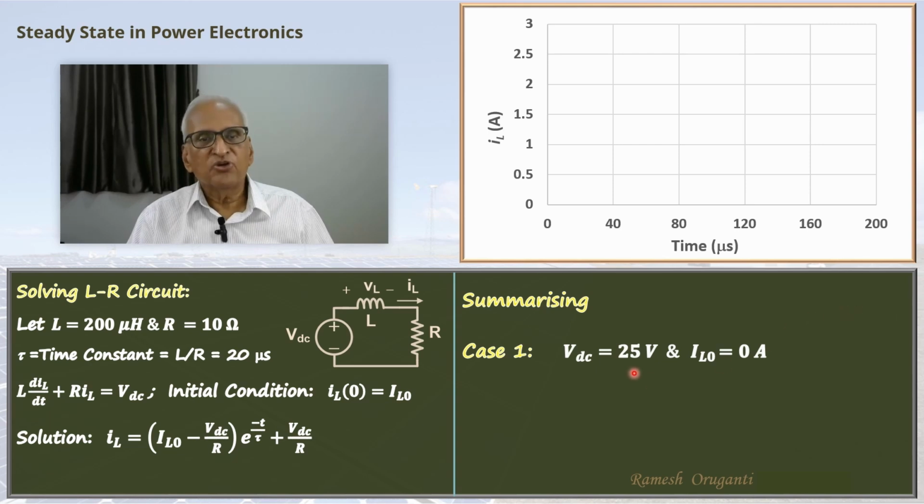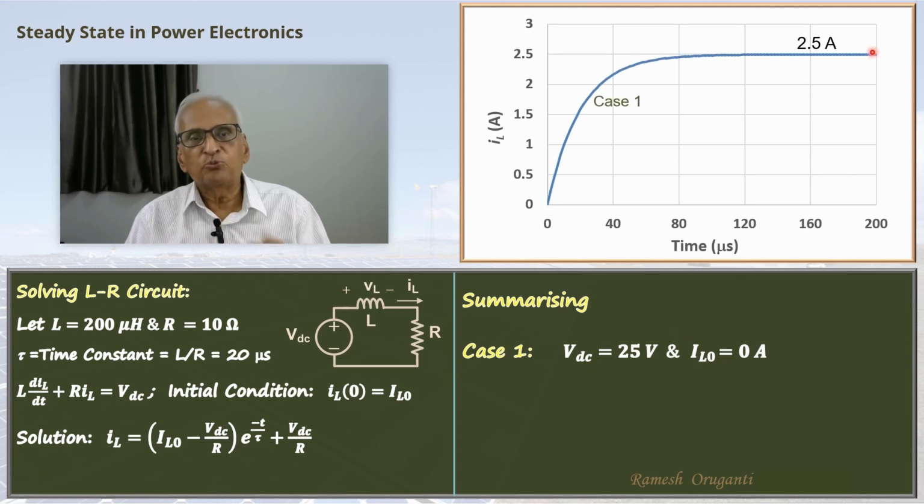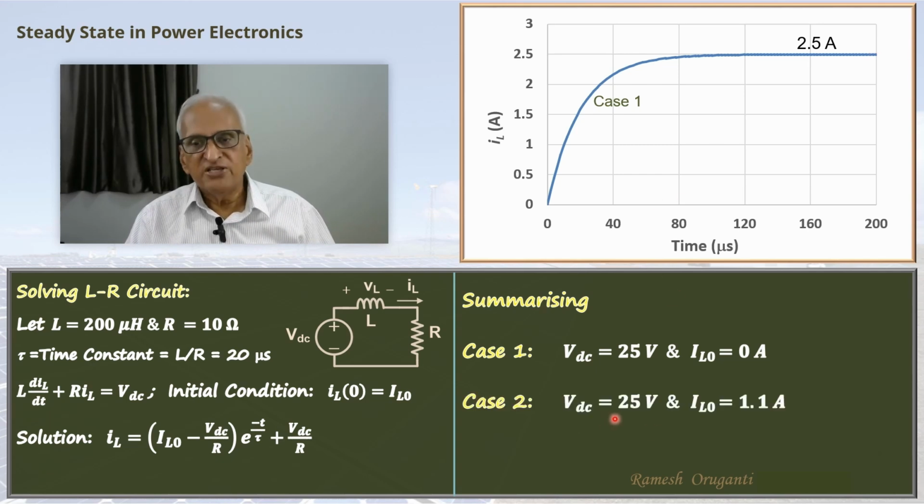Case 1 is 25 volts VDC and the initial current is 0 amperes. Starting from 0, the current goes to the 2.5 amperes steady state value. Case 2, VDC is 25 volts, and IL0, the initial current, is 1.1 ampere. So from 1.1 ampere, it quickly builds up to 2.5 amperes.